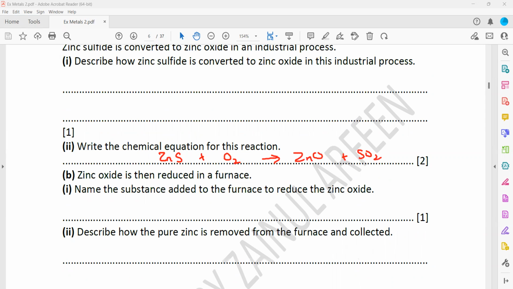Then the equation must be balanced. The balanced equation for this reaction: two zinc sulfide molecules react with three oxygen, and as a result it produces two zinc oxide plus two sulfur dioxide. This always remains the same, fixed.